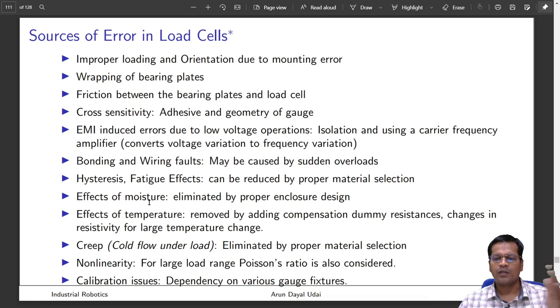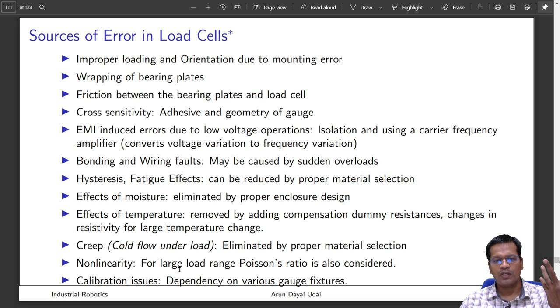Effect of moisture: because it is an electrical circuit, moisture will tend to have some effect. Temperature, definitely, though that can be compensated. Creep effect, cold flow under the load. For the same load, over a period of time, the material tends to deform. That is eliminated by proper material selection.